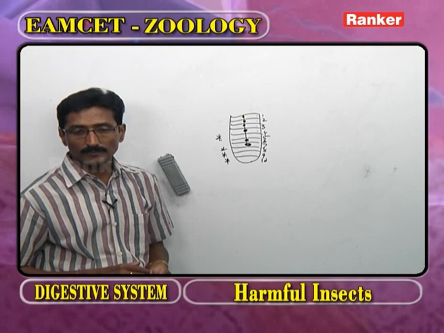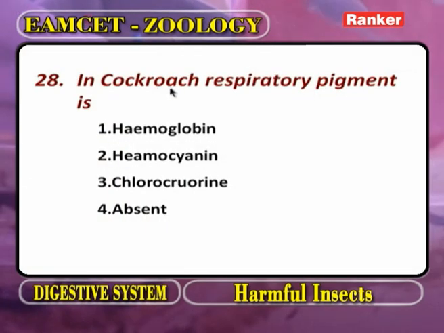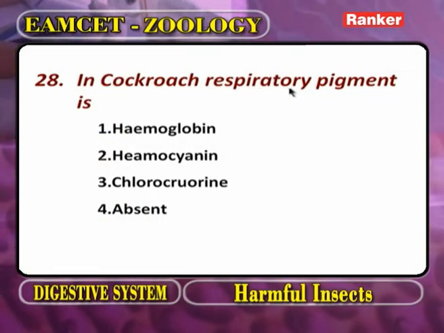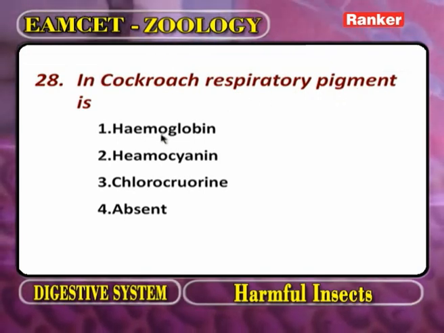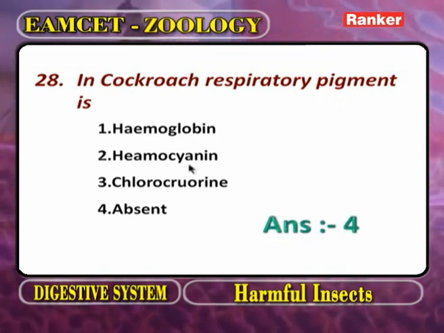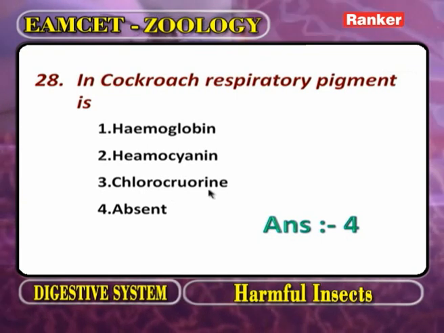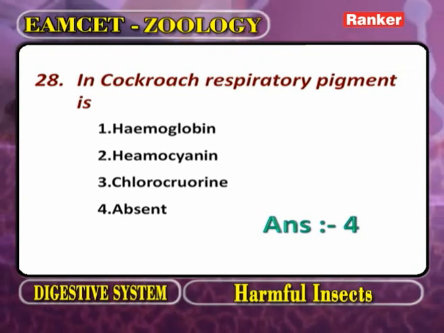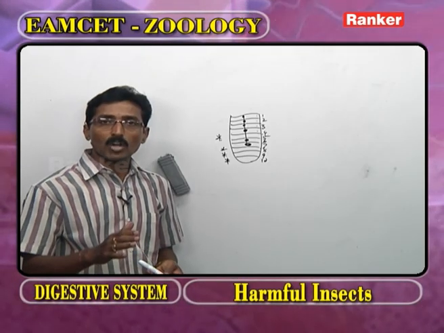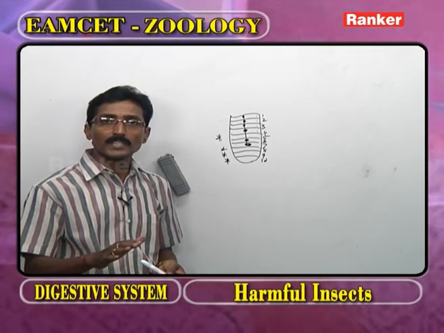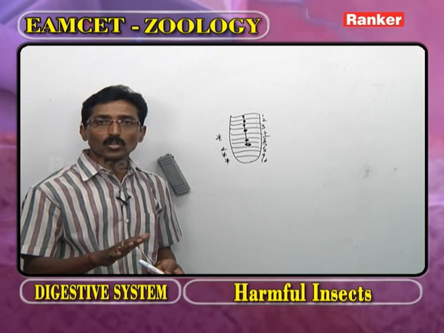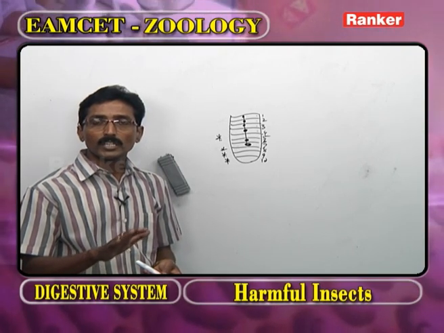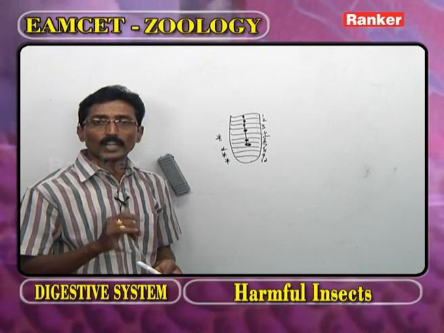Now the next question. In cockroach, the respiratory pigment is: one, hemoglobin; second, hemocyanin; third, chlorocruorin; fourth, absent. As we observe the body of cockroach, there is no RBC, no hemoglobin. So in the body of cockroach, the respiratory pigment is totally absent.